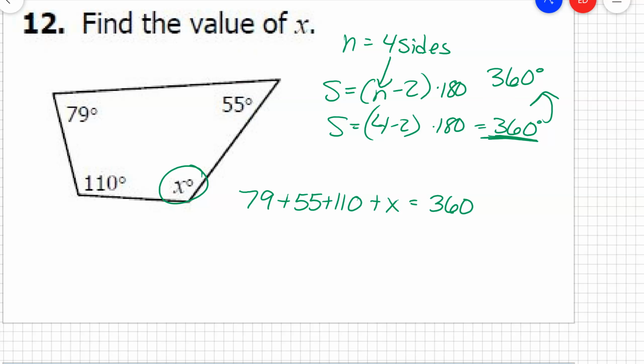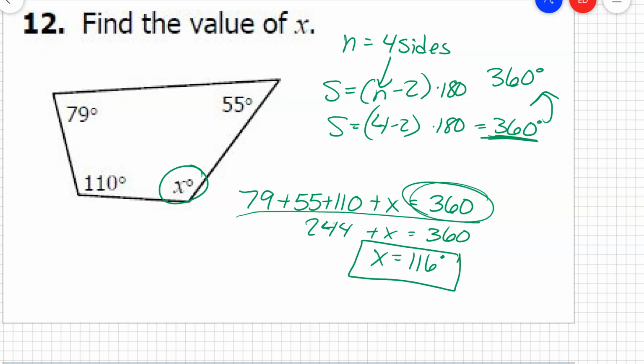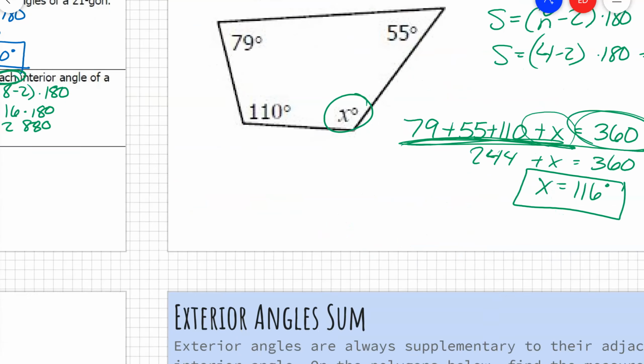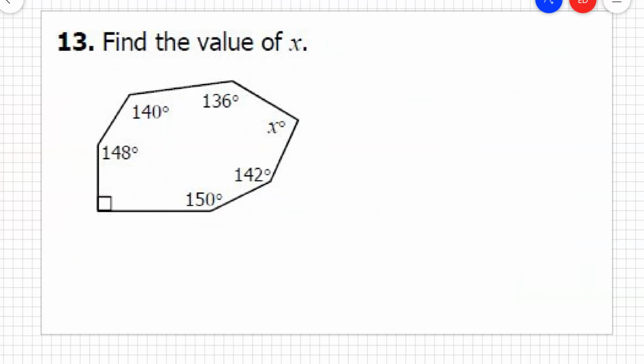So 79 plus 55 plus 110 is going to give me 244 plus x equals 360. So I'm going to take 360 and I'm going to subtract 244. X is just going to be 116 degrees. And there we go, we found that missing measure. That's as far as you need to go. So the only thing you need to remember is to figure out what the interior angle sum is, add up all of those angles, and isolate x. So let's go ahead and take a look at one more example problem, and then we're going to move to exterior angles.